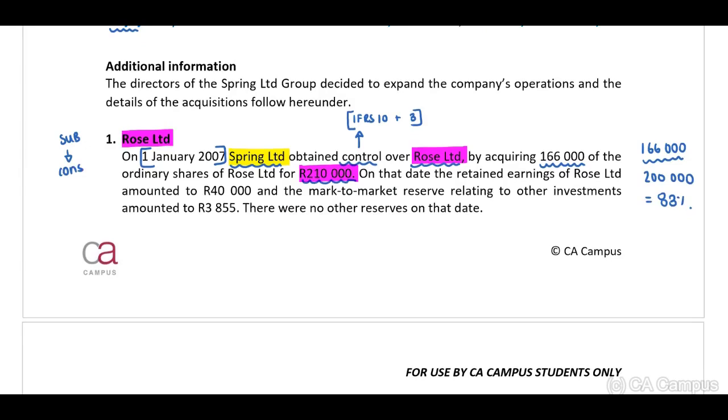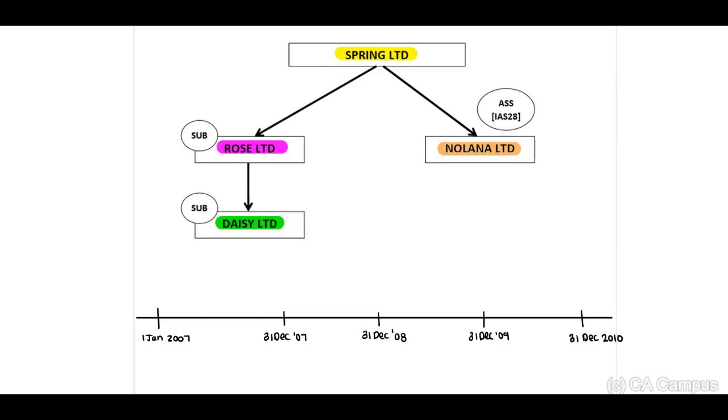On that date, the retained earnings of Rose Limited amounted to 40,000 and the mark-to-market reserve relating to other investments amounted to 3,855. There were no other reserves on that date. Therefore, you can transfer your retained earnings and your mark-to-market reserve to your at acquisition section. Now, guys, on a timeline, I have included this to save us some time. This is my structure. Look at the bottom, the timeline.